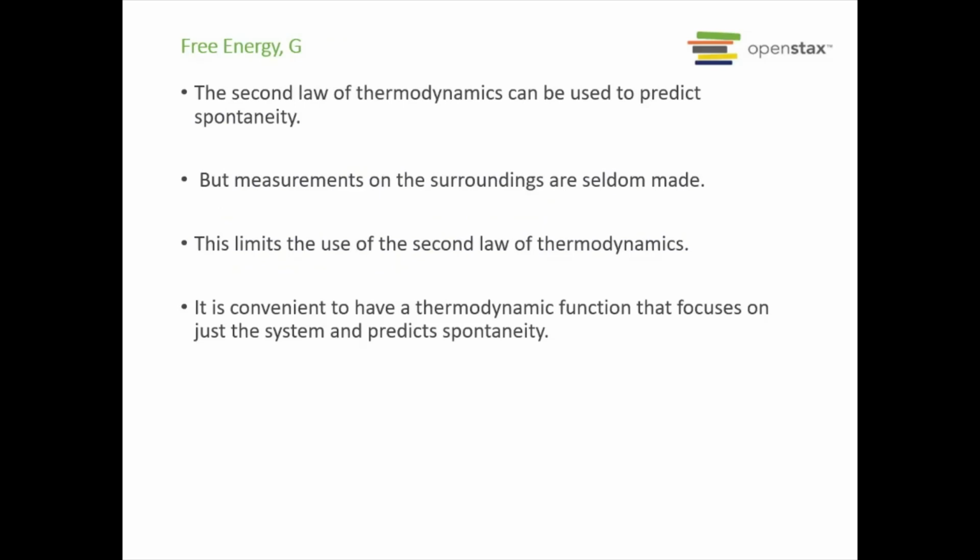So, the second law of thermodynamics we looked at for predicting spontaneity, but we really don't make measurements on the surroundings that are around our system. We usually focus on our system, which limits this use of the second law of thermo. So it's convenient to have some type of thermodynamic function that focuses on just the system but can still predict spontaneity.